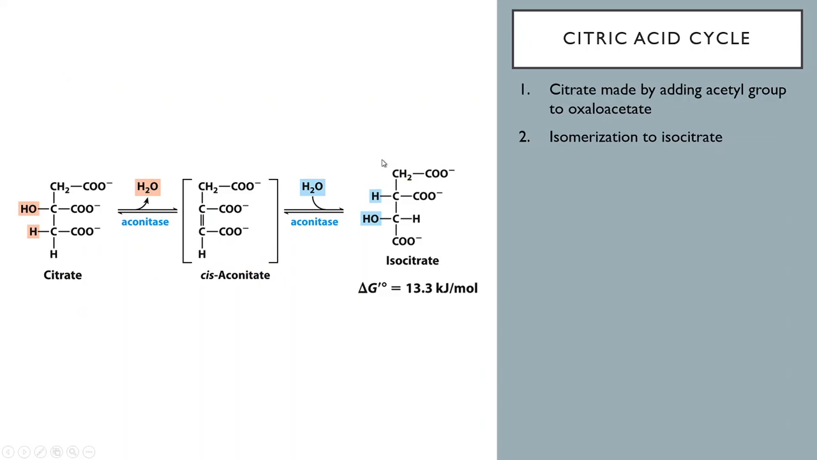The next step is that citrate gets converted into isocitrate. An enzyme called aconitase carries this out. Basically all that happens is this OH group over here gets moved to here. And that's carried out by an enzyme that actually removes a water molecule and then puts another one back on, so it's not actually the same oxygen, but that's basically what you're left with. So it's just an isomer of citric acid.